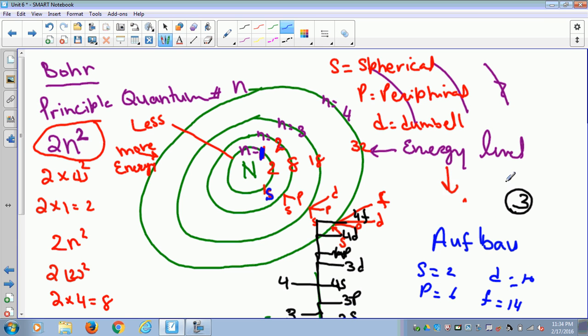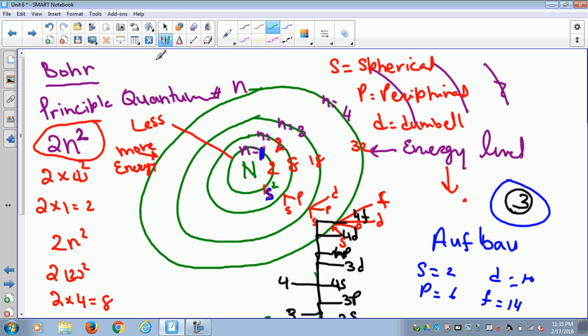I have only 3 in my hand, so I'm going to start here. S can take 2, so I put 2 for S, and then I jump up to a higher energy level. When I jump up to energy level 2, I will go to S first.